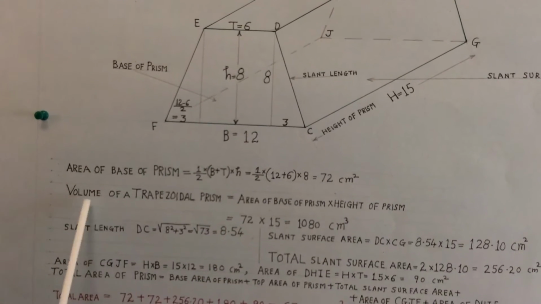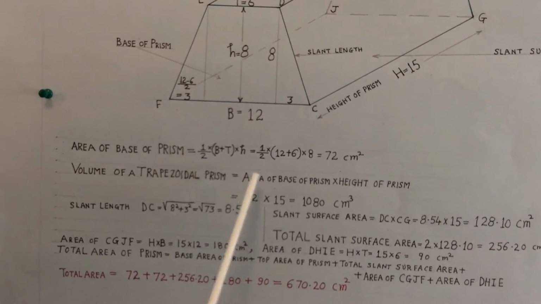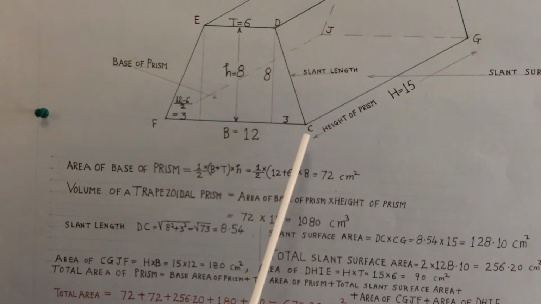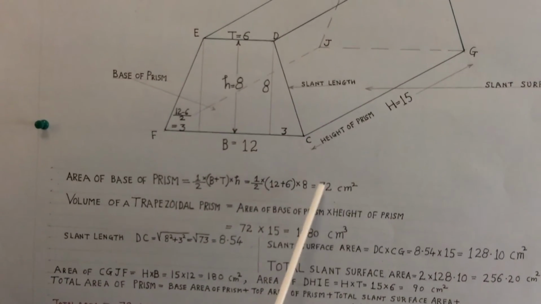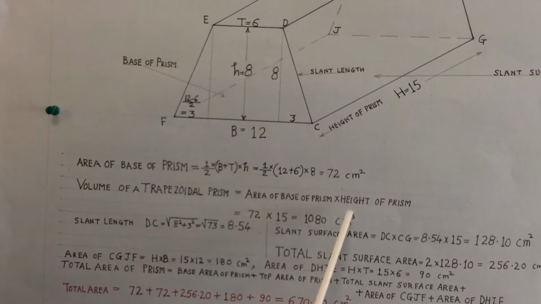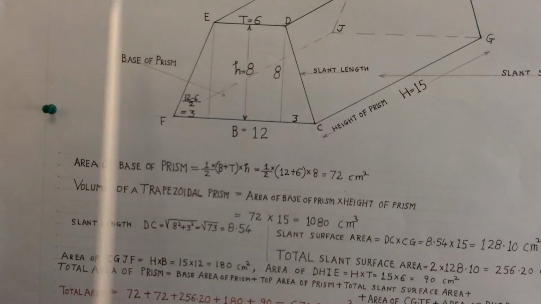Now to calculate the volume of the trapezoidal prism, we have to multiply the area of this base with the height. Height is 15, so we have multiplied 72 with 15, that comes to 1080 centimeter cube. That is the volume of this entire prism.